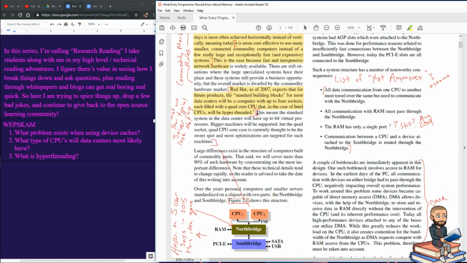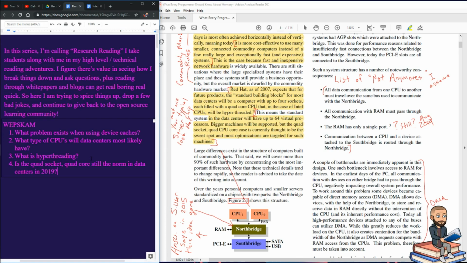Alright, so go back to where we left off. The next sentence was a good one. It says, this means the standard system in the data center will have up to 64 virtual processors. Bigger machines would be supported, but the quad-socket, quad CPU core case is currently thought to be the sweet spot, and most optimizations are targeted for such machines. So your research question of the day will be to see if this is still true. Is the quad-socket, quad-core still the norm in data centers today in 2019?